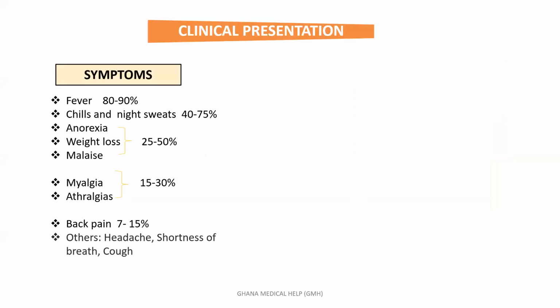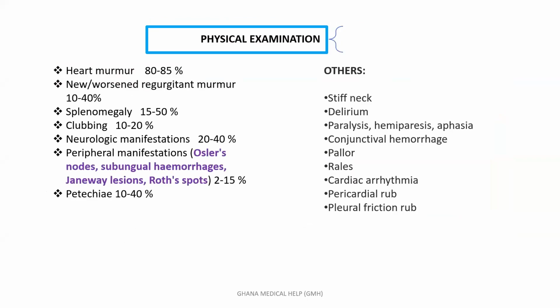So let's move to the clinical presentation. The symptoms we have, the most common one is fever, followed by chills and night sweats, nausea, weight loss, and malaise. Arthralgia and myalgia also account for about 15 to 30%. We have back pain and others like headache, shortness of breath, and cough.